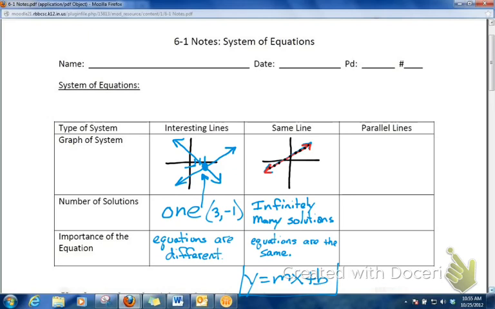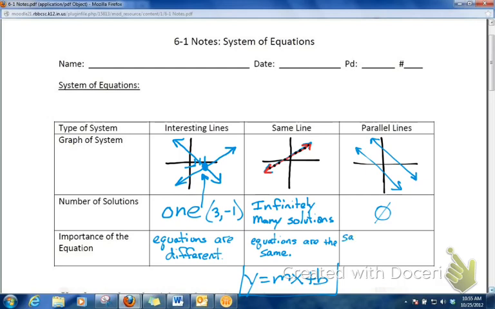Alright, and the last option we have here is that we could have two lines, and when we graph these two lines, they end up being parallel lines, like this line and this line. Well, how many solutions are parallel lines going to have? Parallel lines never cross, so they're going to have no solutions.